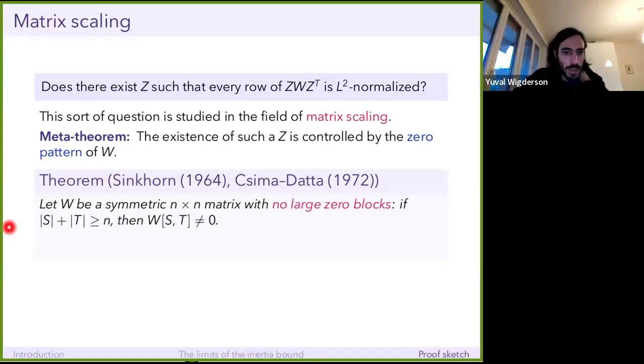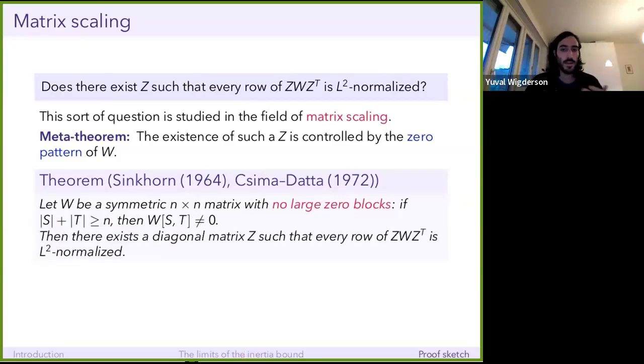Or equivalently, as I've written it here, if you take any set of rows and any set of columns whose number of rows plus columns is at least n, the submatrix on those rows and columns is not the zero matrix. So no large zero blocks, any block of zeros can't be too large. So if I give you such a matrix, then you can find such a matrix Z. So there exists a diagonal matrix Z, which is invertible, and every row of ZWZ transpose is normalized in L2.